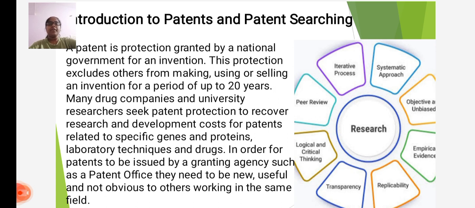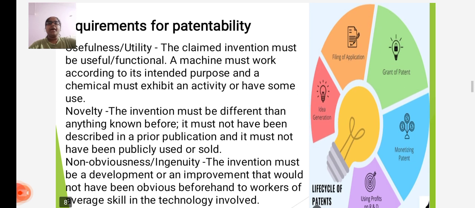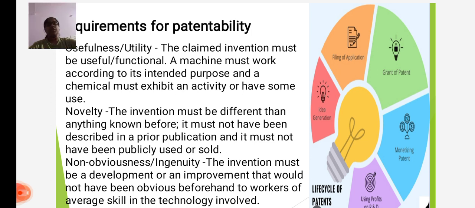In order for patents to be issued by a granting agency such as a patent office, they need to be new, useful, and also non-obvious to others working in the same field. Requirements of patentability: usefulness or utility. The claimed invention must be useful or functional. A machine must work according to its intended purpose, and a chemical must exhibit an activity or have some use.